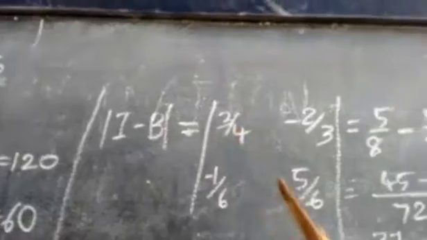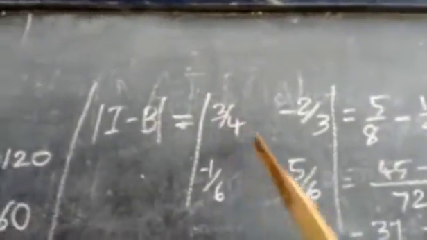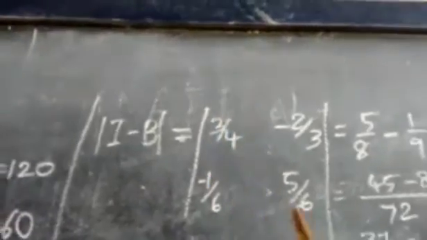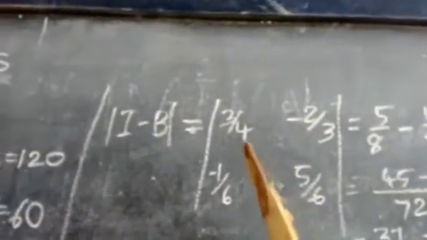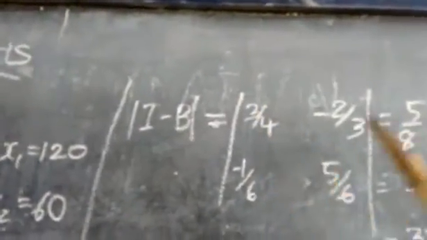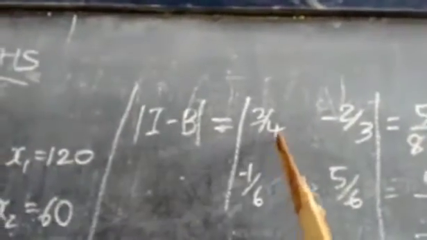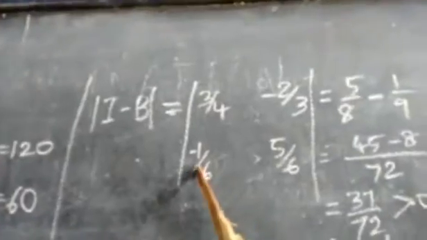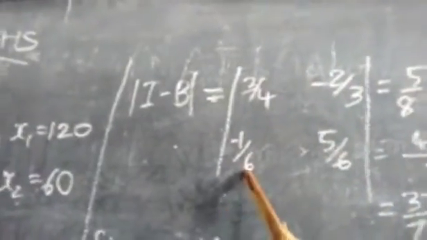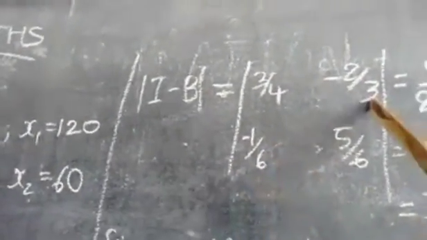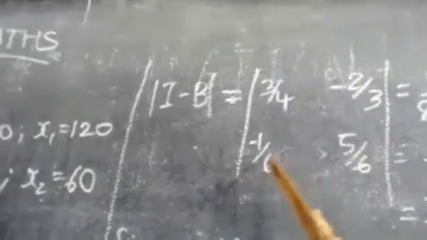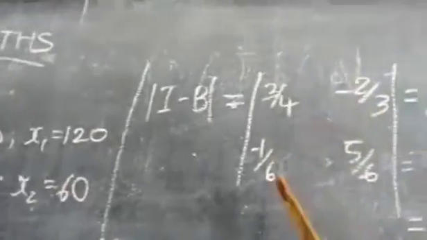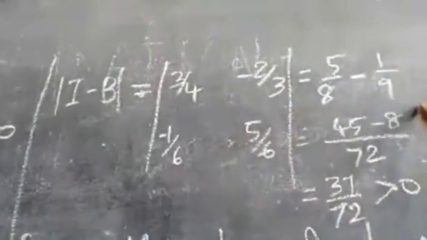3 by 4 multiplied with 5 by 6 means what? 1 3s are 3, 2 3s are 6. So let us multiply the numerator, 1 into 5, 5. Denominator what? 2 4s are 8. And for this case, minus and minus is plus. Anyway, from the top to bottom we have to put minus. For this case, 3 2s are 6, 1 2s are 2. So 1 into 1, 1 by 3 3s are 9. Then only we will write minus 1 by 9.